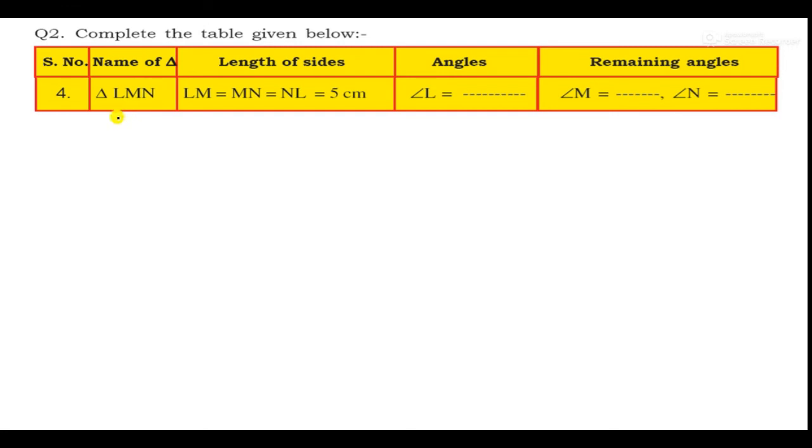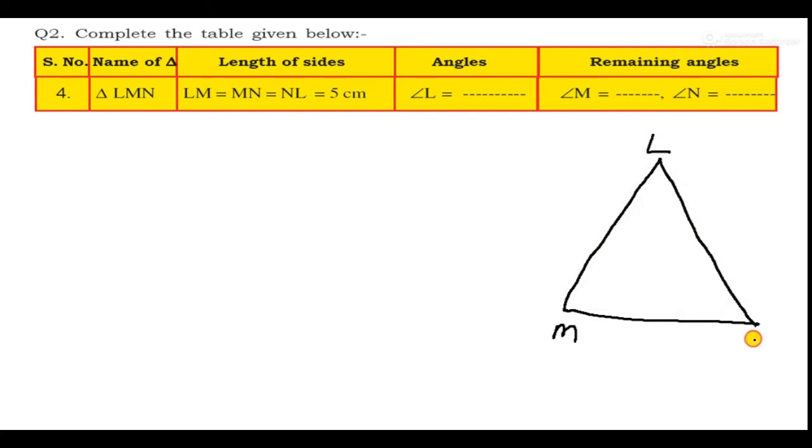Now come to this table. What will happen in this table? Complete this. So you can first draw a triangle like this. It is L, it is M, and it is N. And now all the sides are equal. It is 5 centimeter. It is also 5 centimeter. It is also 5 centimeter.